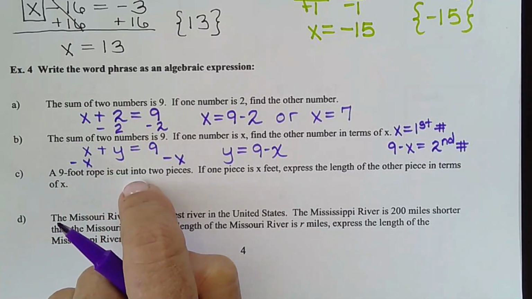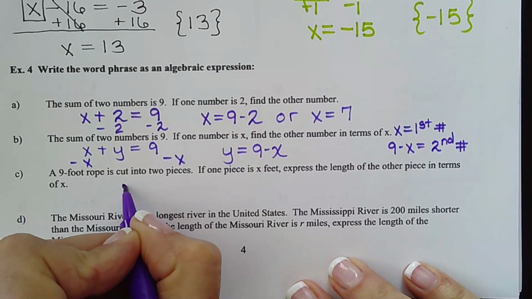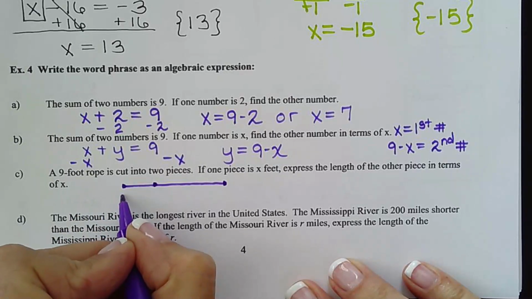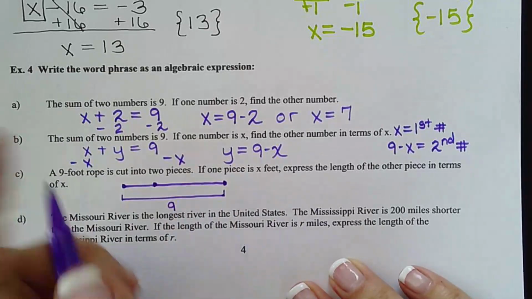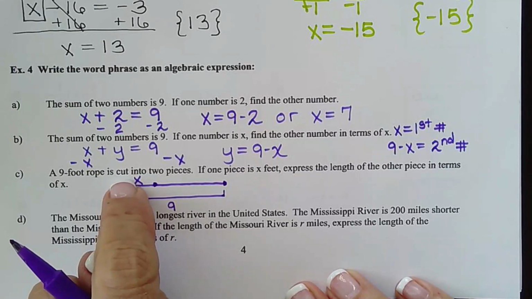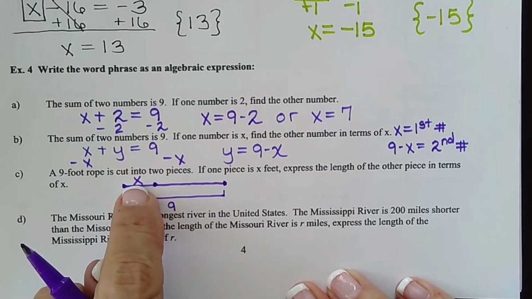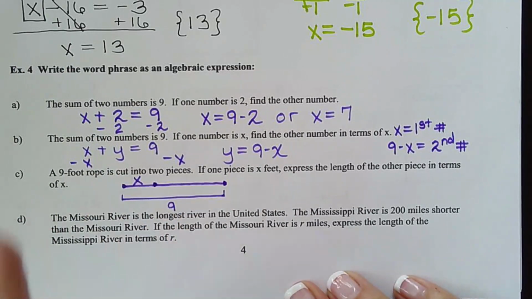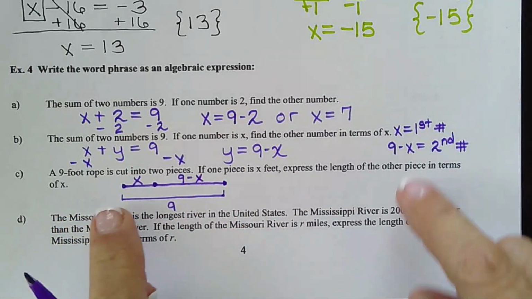This is exactly the same thing. We have a 9-foot rope, and it's cut into 2 pieces. If one of the pieces is x, what's the other piece? Well, if this piece was 2, you'd go 9 minus 2 and write 7. If this piece was 5, you'd go 9 minus 5 and write 4. So if this piece is x, you go 9 minus x. So it's just like here.